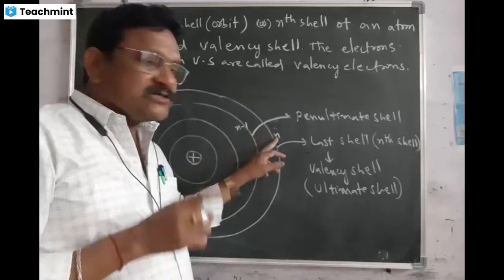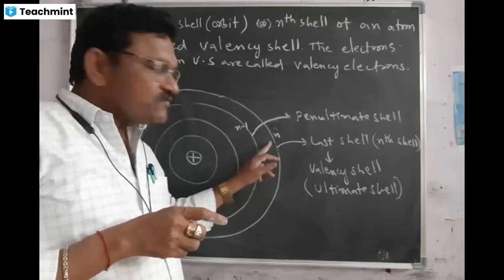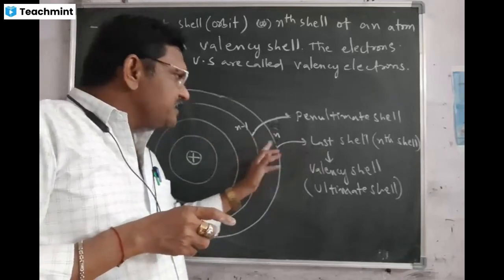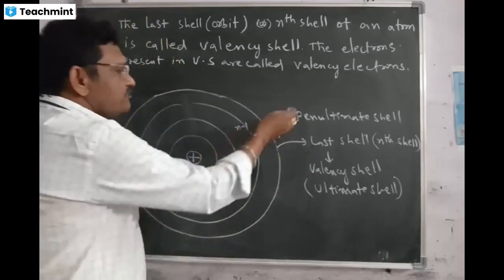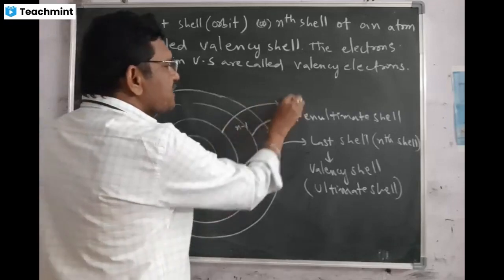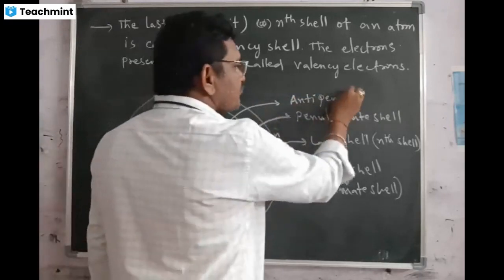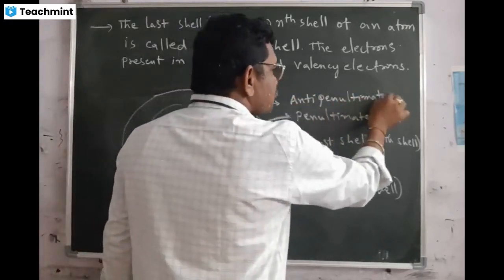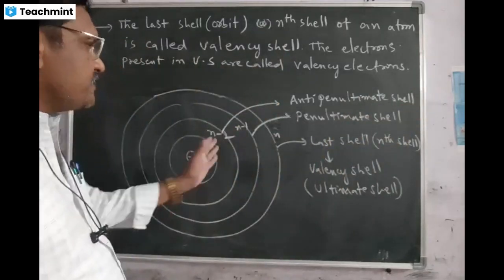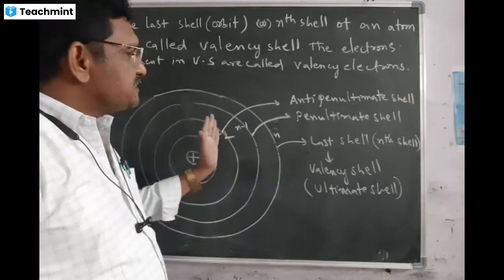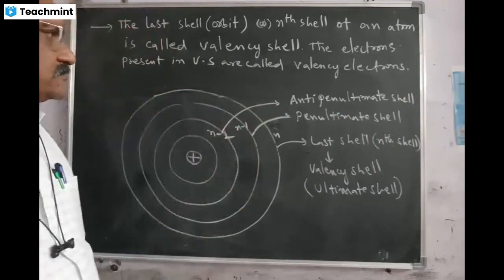For example, if n is equal to 4, n minus 1 means 3. So this is the fourth cell, this is the third cell. The fourth cell we call valence cell. Before the valence cell, that is the third cell, is called penultimate cell. Then before penultimate cell is called anti-penultimate cell. These words are important. You have to remember. Anti-penultimate cell is also called n minus 2 cell. Why? Because anti-penultimate cell is present before penultimate cell, and penultimate cell is present before valence cell. Okay, you write down.